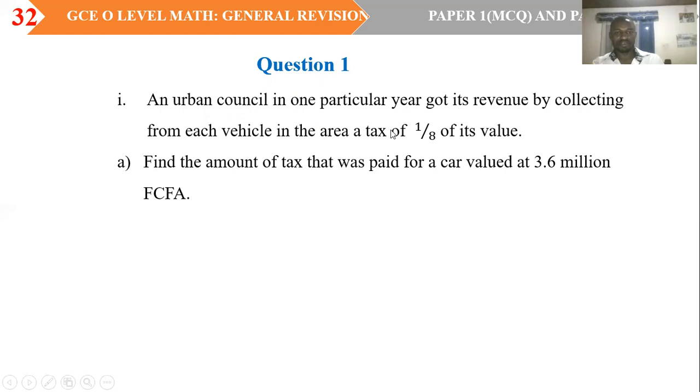Question 1, Roman numeral 1: an urban council in a particular year got its revenue by collecting from each vehicle in the area a tax of 1/8 of its value. Find the amount of tax that was paid for a car valued at 3.6 million. Now here, we bring up the vital information: fraction of tax, 1/8 of the value of each vehicle. So we just need to know the value of each vehicle. We substitute here and we find the amount that was paid as tax.